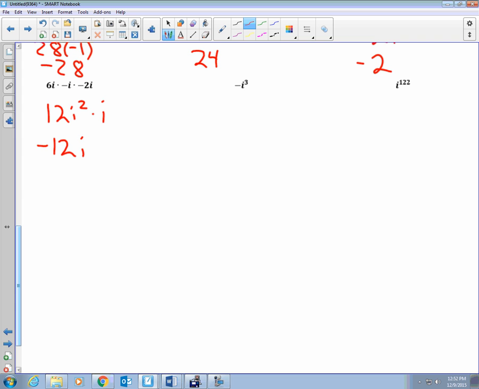Instead of writing i cubed, I wrote i squared times i, because I know what i squared is. i squared is negative 1. So I end up with a negative 12i. Any questions on that one?